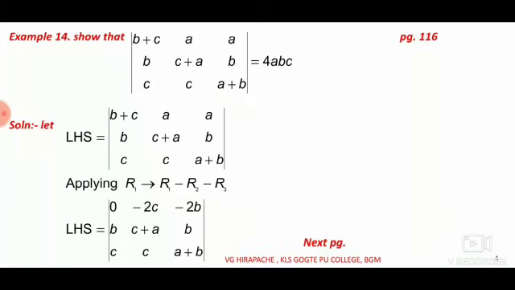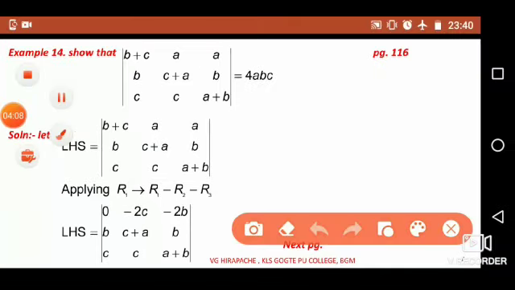Moving to the next question, this is a solved example from the exercise in the textbook. The page number is 116. Let me prove that the determinant with first row b plus c, a, a, second row b, c plus a, b, and third row c, c, a plus b is 4 times abc.